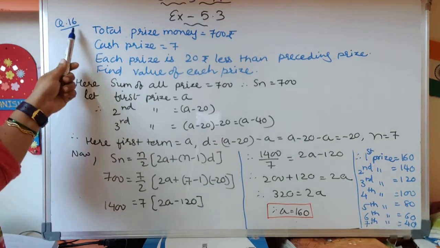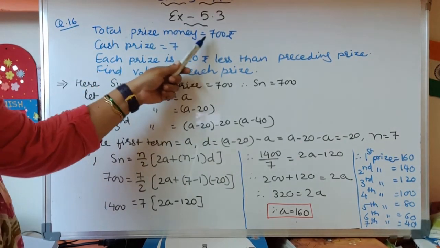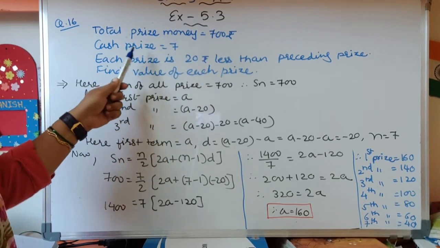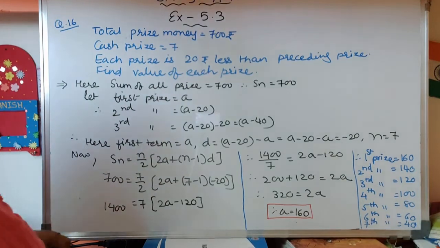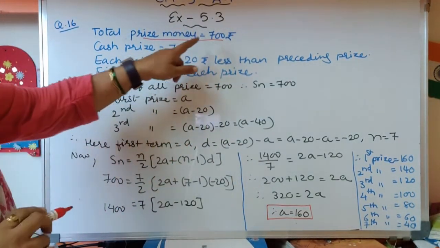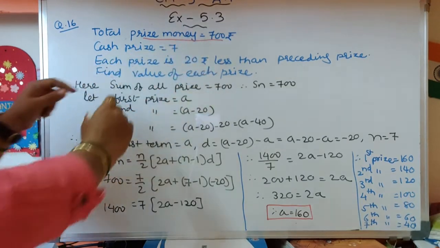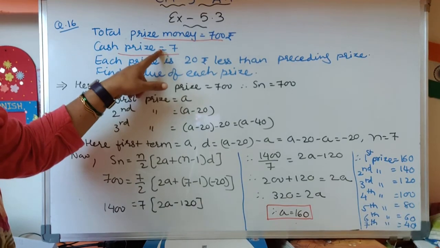Now the next sum, 16th sum. Here it is given that the total prize money is 700 and cash prizes are total 7. So the total prize money is 700. It means the sum is 700 and the number of cash prizes is 7. It means small n is 7.